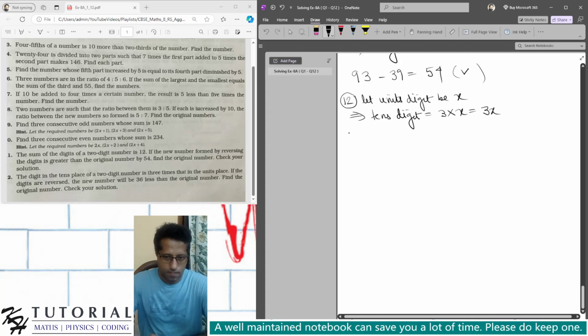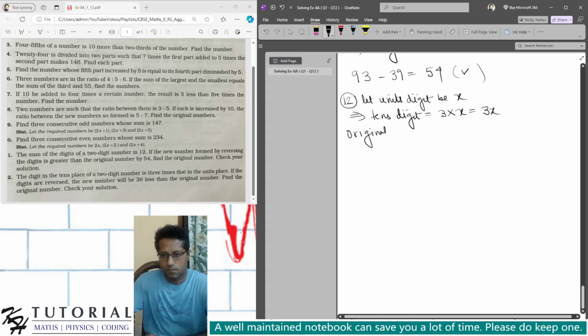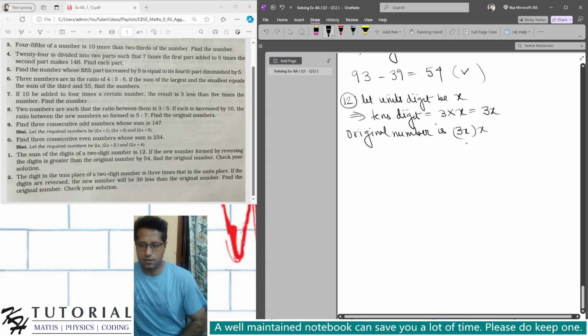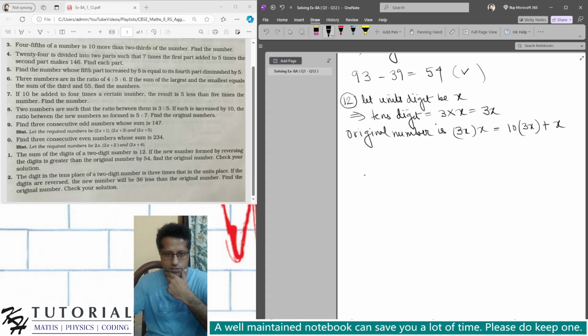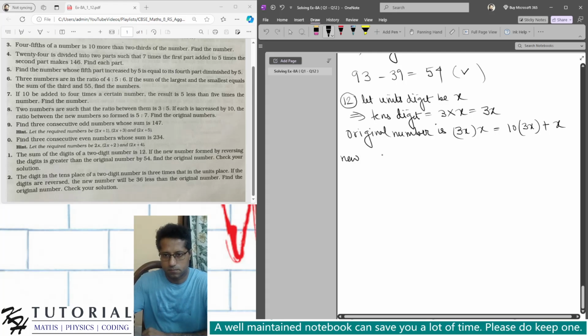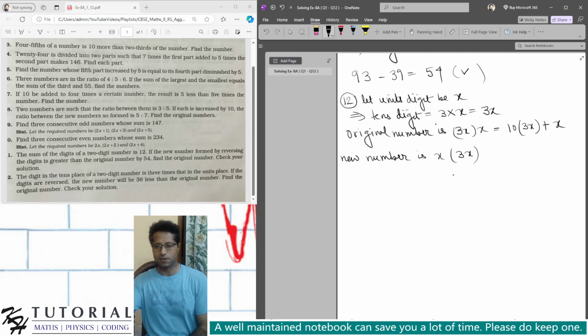If the digits are reversed, okay, so we can now say that the original number is 3x and x. So x is the digit at the units place and 3x is the digit at the tens place. And if we expand it in the expanded form, this will be 10 into 3x plus x. This is the original number. Now, what is the new number? If the digits are reversed, the new number will be 36 less than the original number. So the new number, we have to reverse the digits of the original number. So it will be of the form x and 3x, where 3x is the digit at the units place and x is the digit at the tens place.